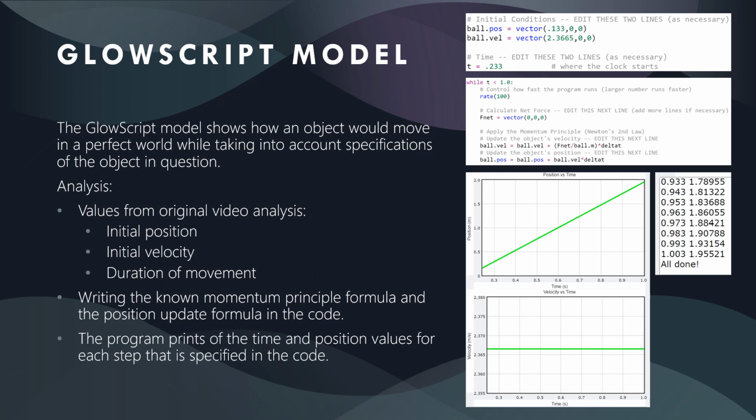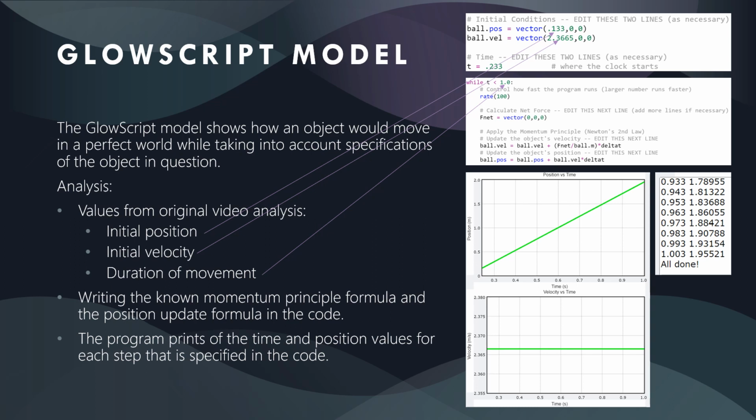Now, at this point of the lab, the GlowScript model was used as a comparison for the Tracker model. The GlowScript model shows how an object would move in a perfect world while taking into account specifications of the object in question. The values from the original video analysis include initial position, where only the x is being used because there are no y or z values, initial velocity, and the duration of movement. Also included are the known momentum principle formula and the position update formula in the code.